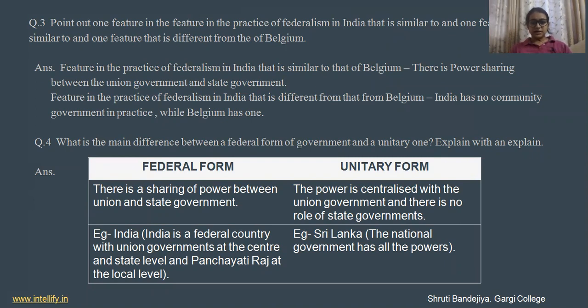Okay, question number 4 says, what is the main difference between a federal form of government and a unitary one? Explain with an example. So in the federal form there is a sharing of power between union government and state government, whereas in the unitary form the power is centralized with one union government and there is no role of state governments. So an example of federal form is India. India is a federal country with union government at the center and state level and Panchayati Raj at the local level. The example of unitary form is Sri Lanka, where the national government has all the powers.